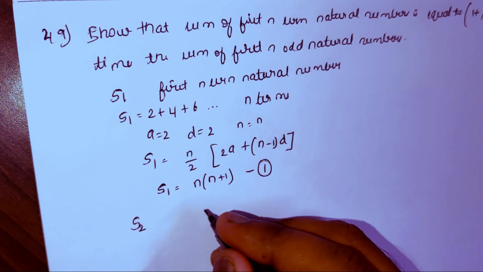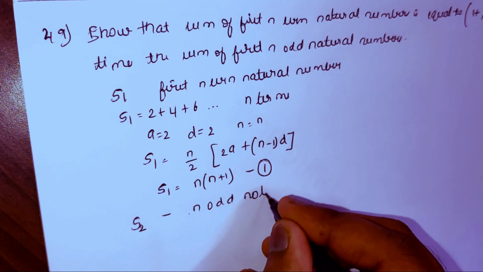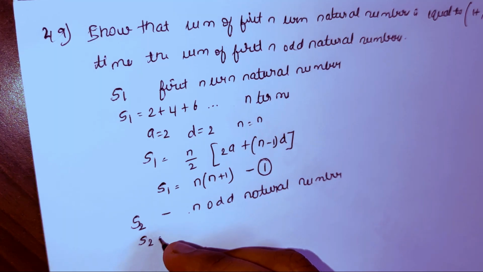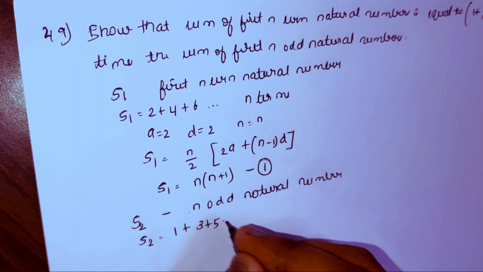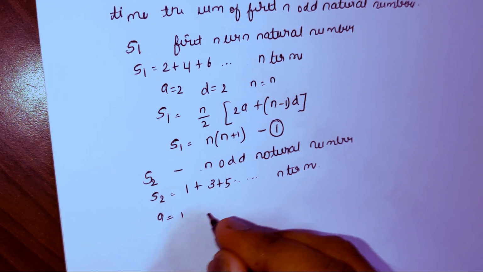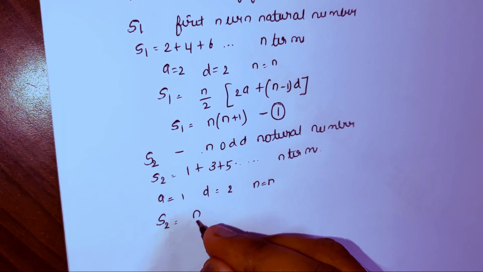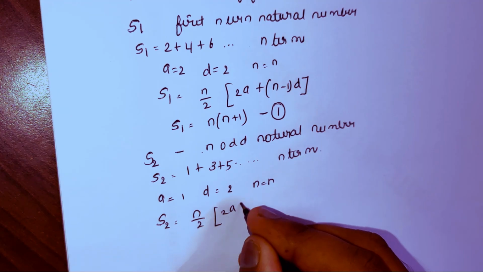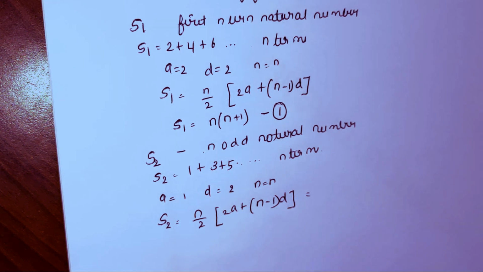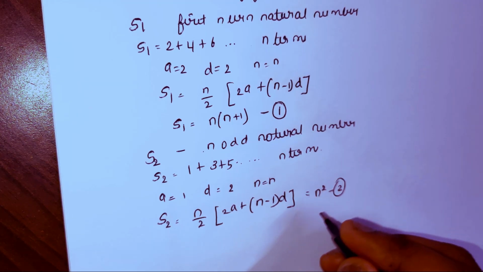We will consider S2 as sum of first n odd natural numbers. S2 is equal to 1 plus 3 plus 5 and so on up to n terms. So here a is 1, d is 2, n is n. Substitute the same formula, n by 2 into 2a plus n minus 1 into d. You will get the value of S2, that is n square. Consider it as the second equation.